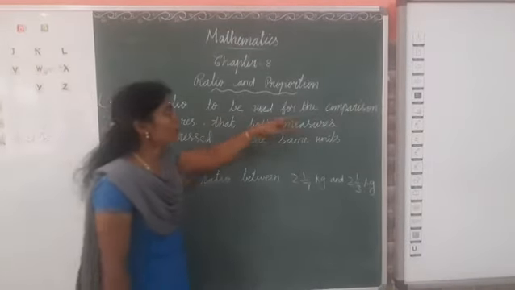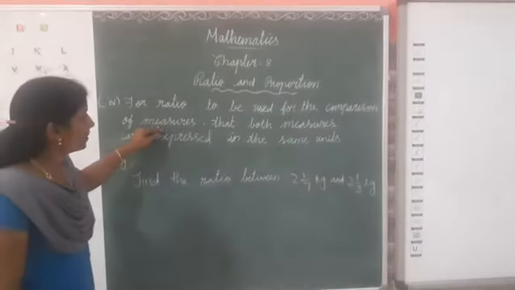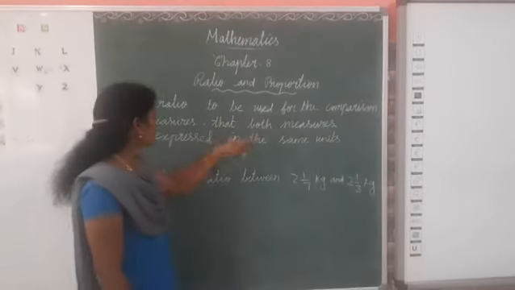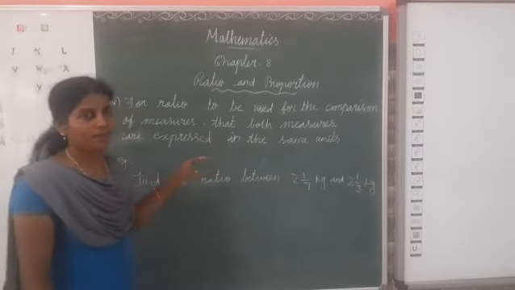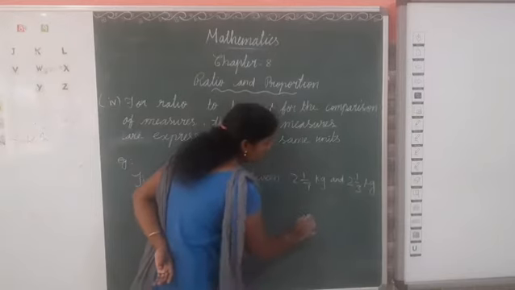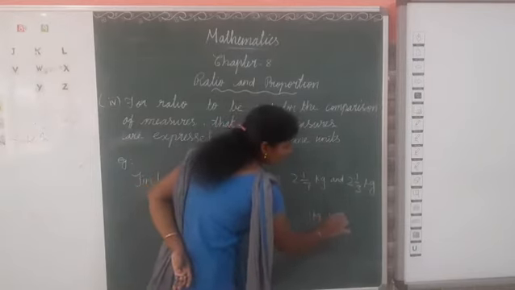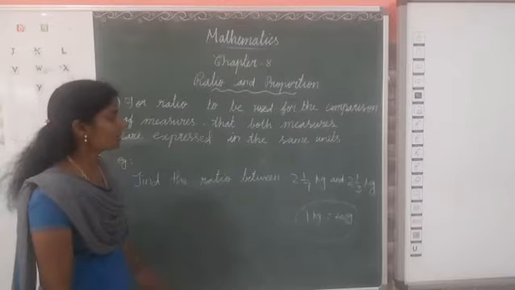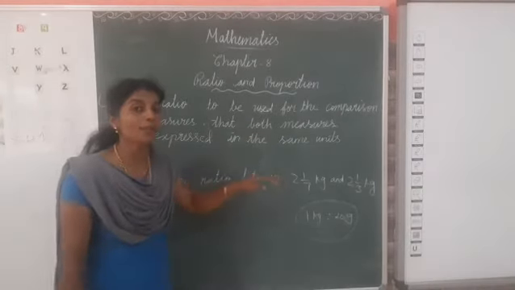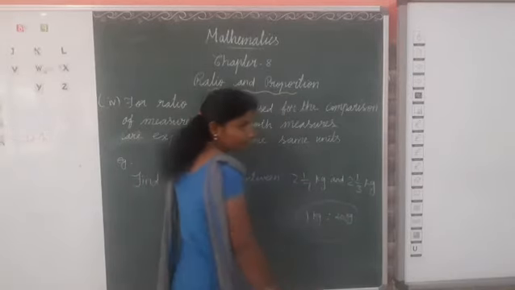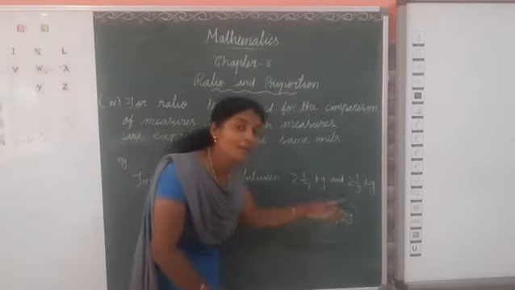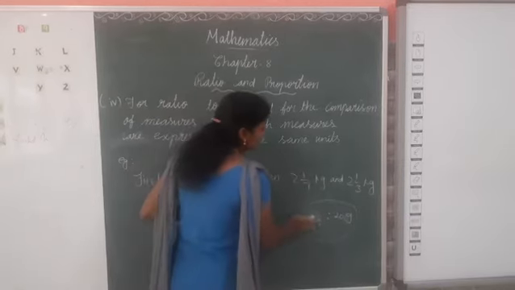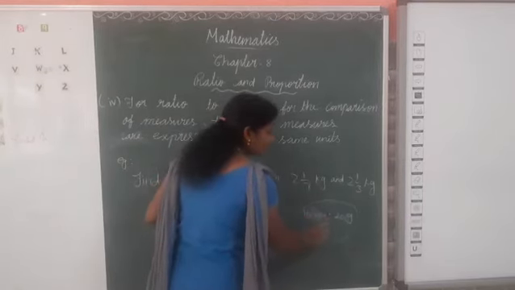For a ratio to be used for the comparison of measures, both measures must be expressed in the same units. Suppose we have 1 kg is to 20 grams. These are different units, so first we express them in the same unit. 1 kg means how many grams? 1000 grams. So we convert into grams. Now we have the same units.